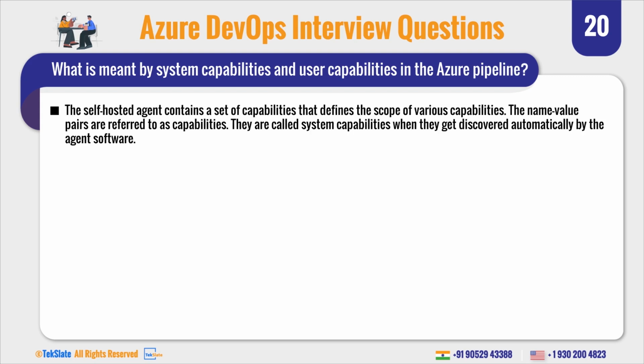So the self-hosted agent contains a set of capabilities that defines the scope of the various capabilities. So the name value pairs are referred to as capabilities. They are called system capabilities when they get discovered automatically by the agent software. On the other hand, they are called user capabilities when they are defined by us. System capabilities such as operating system name, machine name, and other installed software are detected by the agent software.